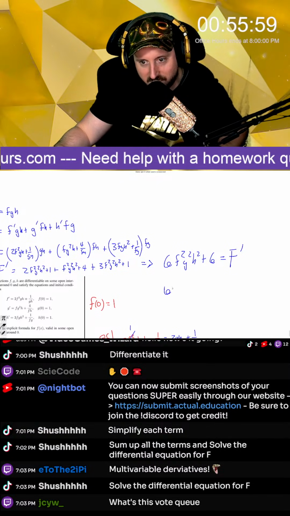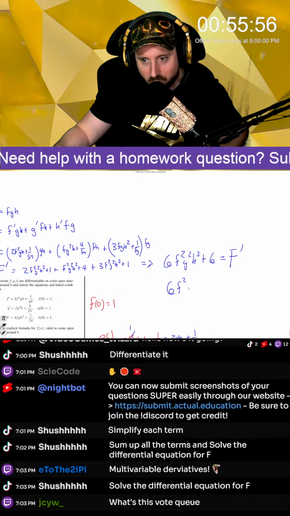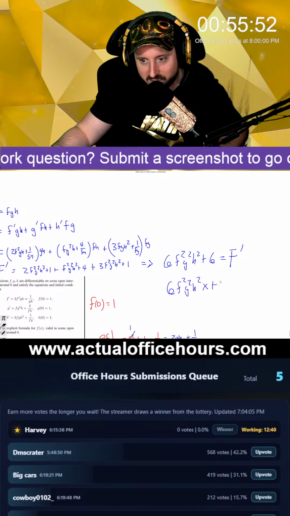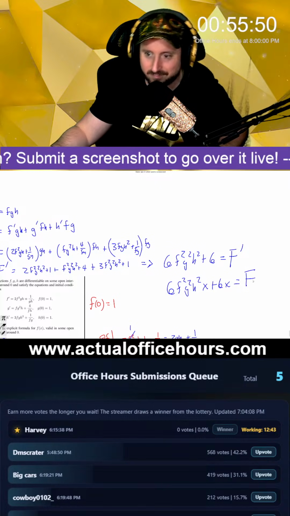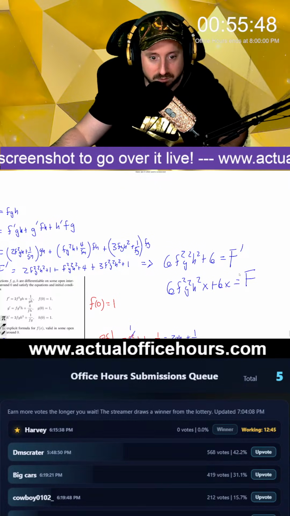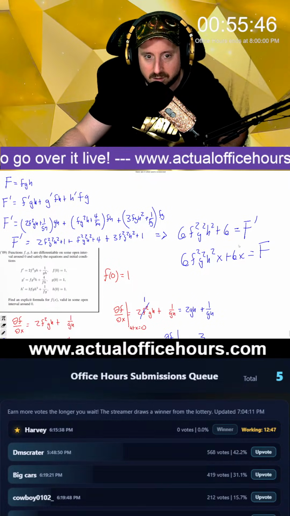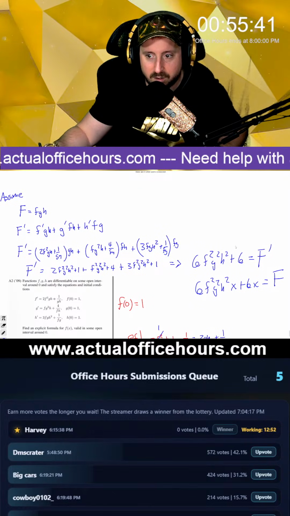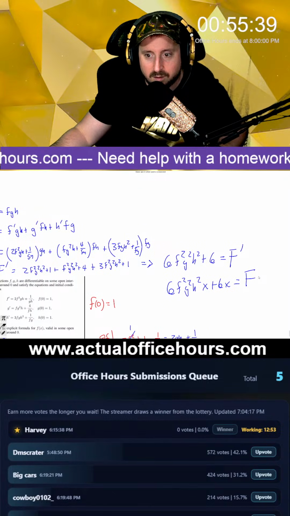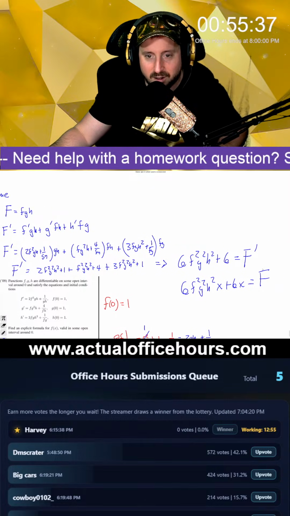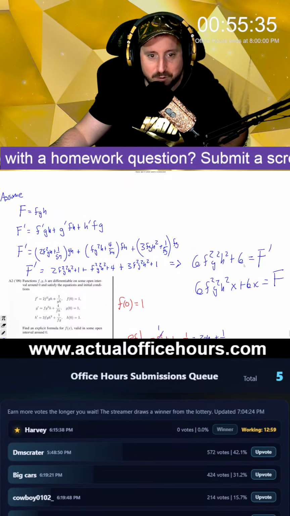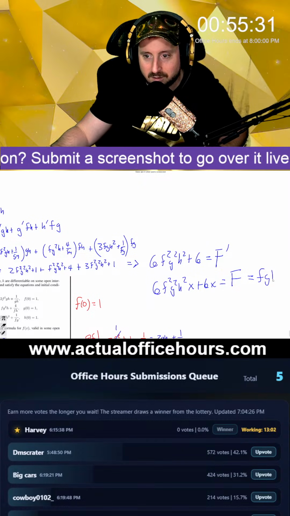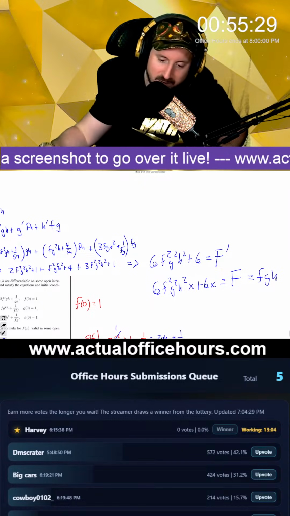Well, that's just gonna be 6 f squared g squared h squared x plus 6x is equal to f. Presumably, right? Oh. Wait a minute. Oh, this is beautiful. Okay. But then f was also equal to fgh. Right?